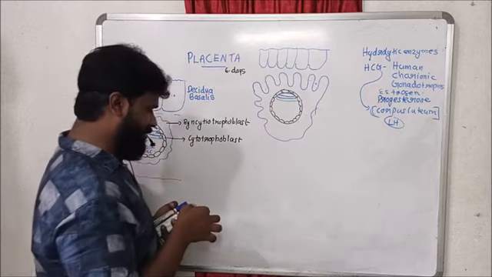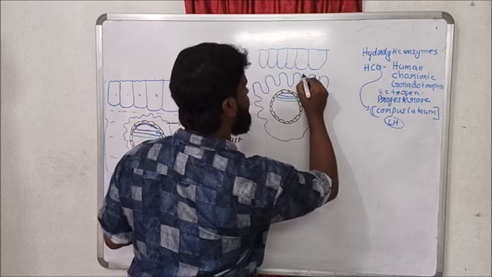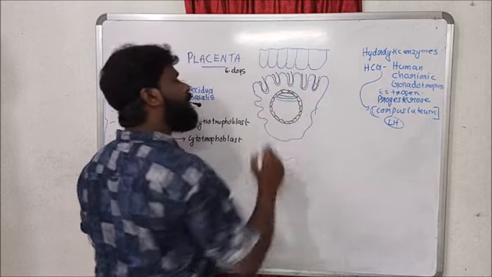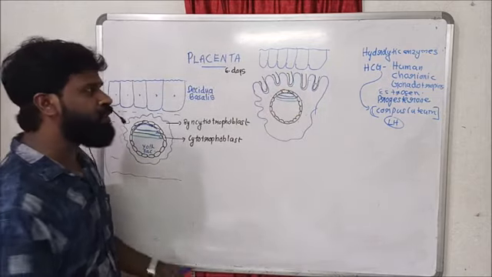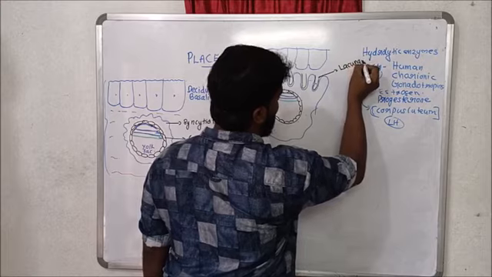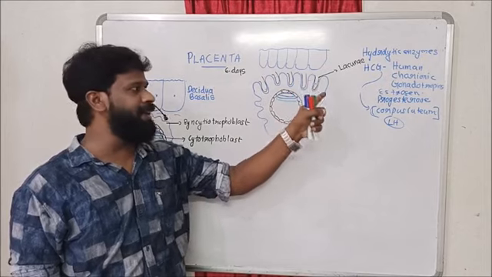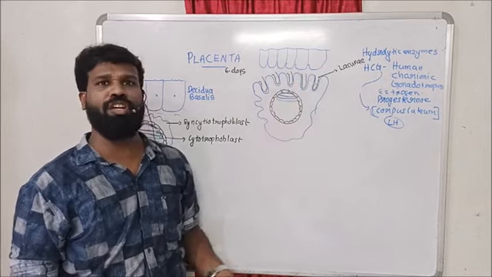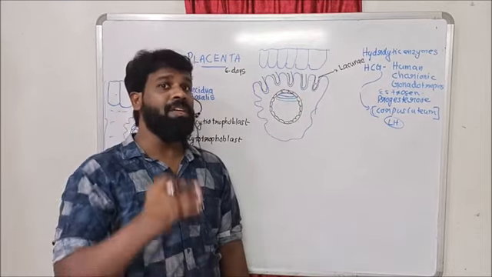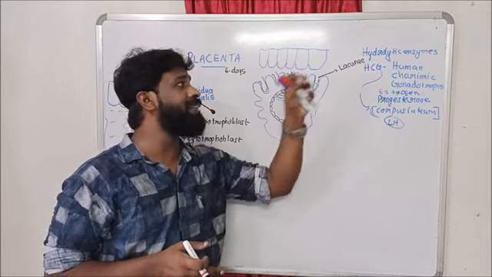That newly formed cavity, where a cavity is formed. This formed cavity in stromal tissue is called lacunae. So what is this lacunae? Lacunae is nothing but the space in the stromal tissue in between the syncytial projections.